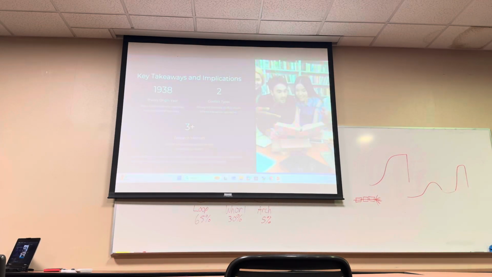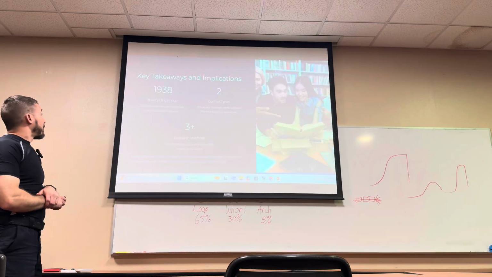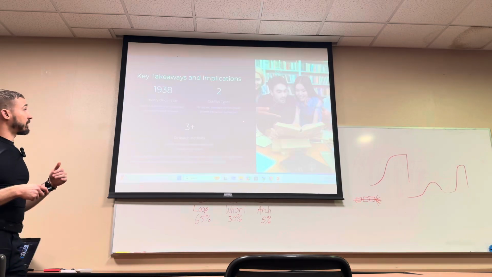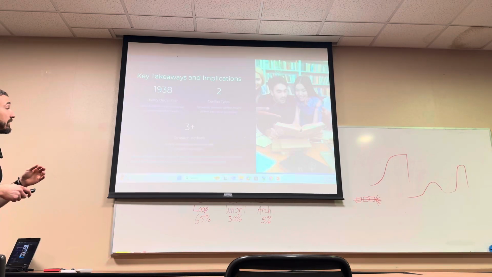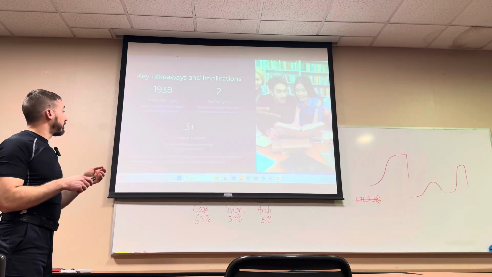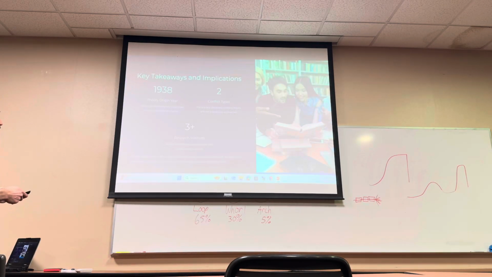Last slide, and then I'm going to wrap this up here. The key takeaways and implications. Number one, the theory originated around 1938. Sellin's foundational work established an enduring analytical framework. Number two, conflict types: primary and secondary conflicts require different intervention approaches. Number three, research methods: multiple methodological approaches yield complementary insights.